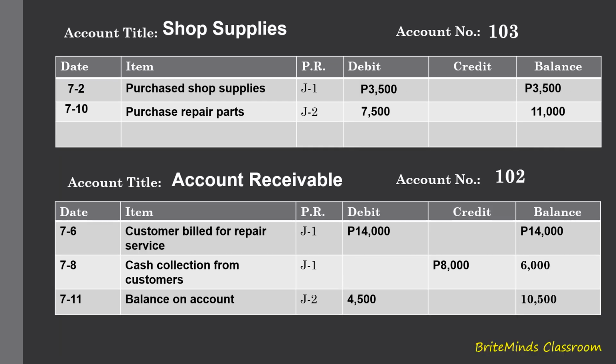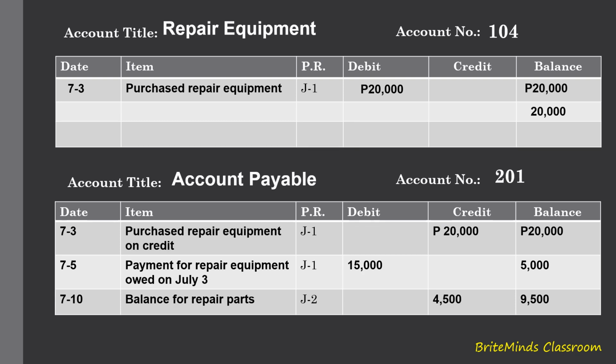And also we have the ledger for the shop supplies account. We assign account number 103 for the shop supplies account. For the accounts receivable, we assign the account number 102. And then for the repair equipment, we assign the account number 104.